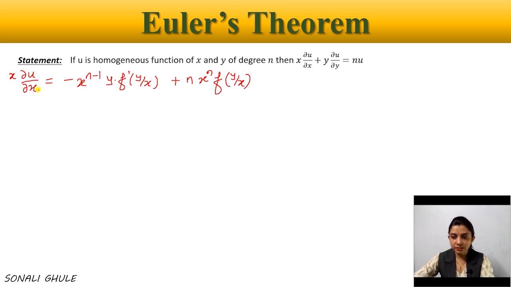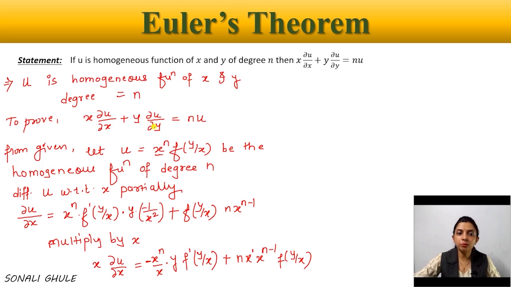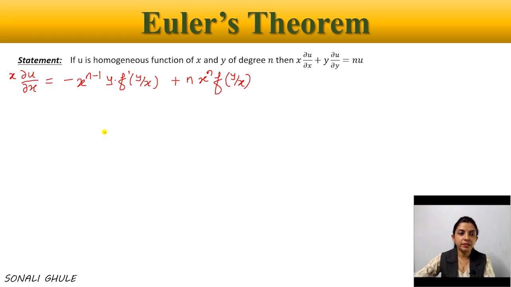Okay. Now next is what? I want to find this y into dou u by dou y. So this time I am going to differentiate this u with respect to y. Why am I going to differentiate this with respect to y? Because I have to find here dou u by dou y. So differentiate u with respect to y, keeping x constant. Okay, I hope you all understand.